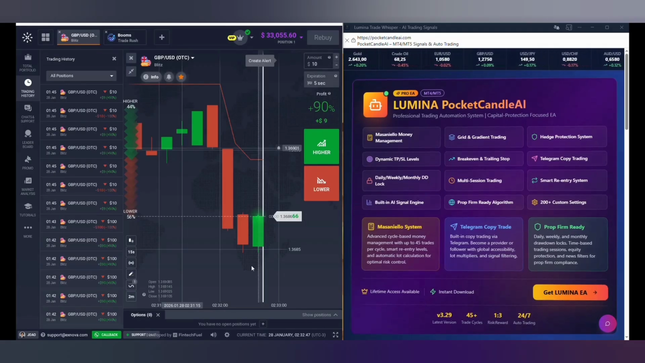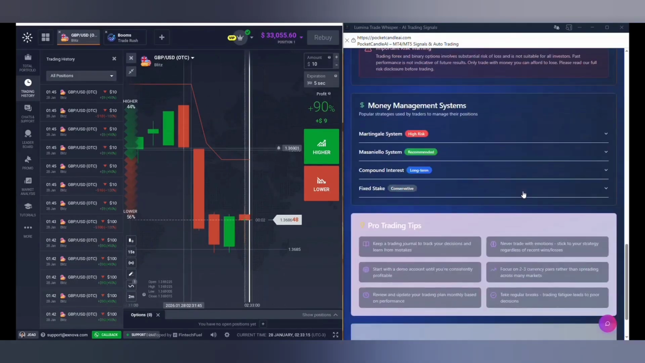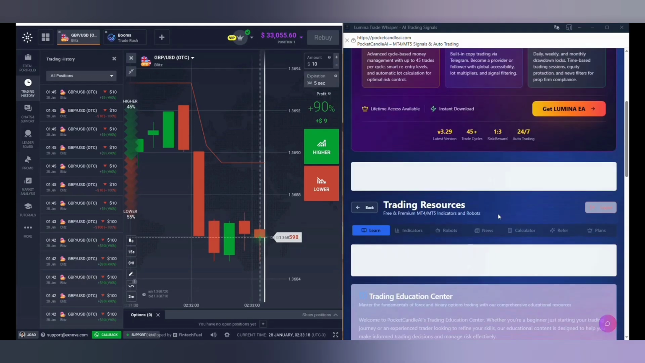Remember, it's free to register. When you register, you can have access to these pages and educational materials, and in the near future you will be able to download free indicators, see our premium indicators, and get free robots and premium robots as well.